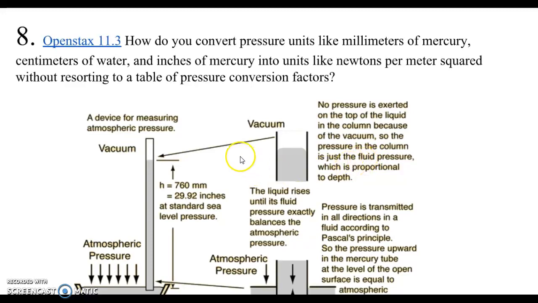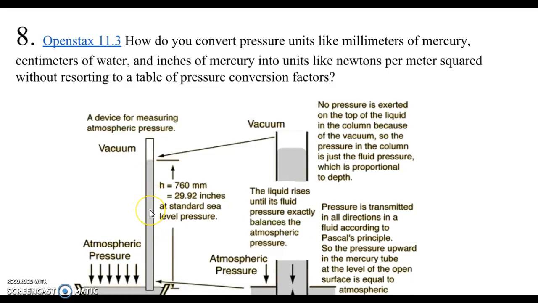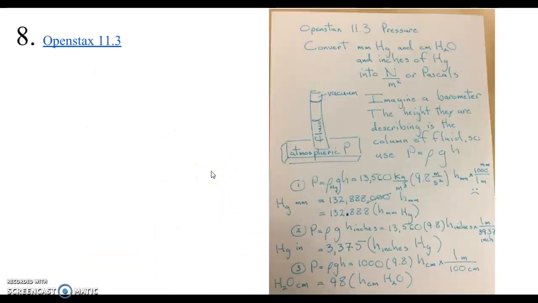So the idea here is just to imagine a barometer. It's just a column of fluid with a vacuum on top, so that means atmospheric pressure down here is supporting this column of water. This graphic is taken from Georgia State University HyperPhysics, and the mathematical model we're using is just pressure equals rho g h.